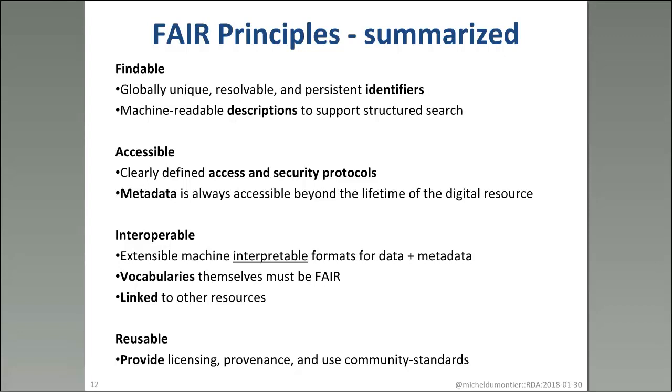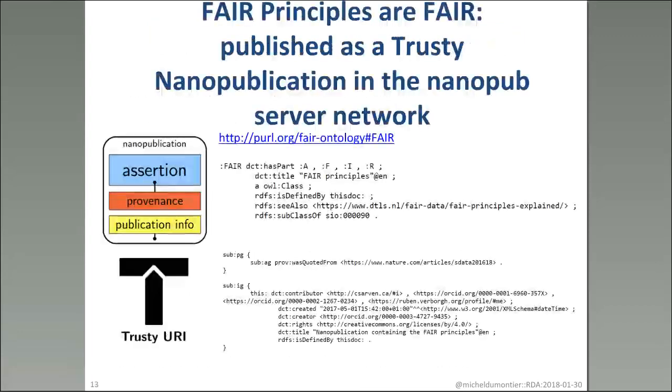So the principles really talk about using globally unique, resolvable, and persistent identifiers, using machine-readable descriptions to support structured search, and that access and security protocols are clearly defined so that you can get data that may not be open, but there needs to be a process by which you obtain that information. The metadata for these resources should always be available, which is much easier to produce, and can be held in perpetuity, so we can refer to it in the future. We use formats that are extensible to lots of different kinds of data and metadata, and vocabularies themselves have had some work to make them abide by these principles. We link to other resources, and we also provide the necessary licensing statements around the resources that we release, so there's clarity in reuse, and detailed provenance so we understand how they were produced, and they use community standards to enable interoperability or use in existing platforms, and so on.